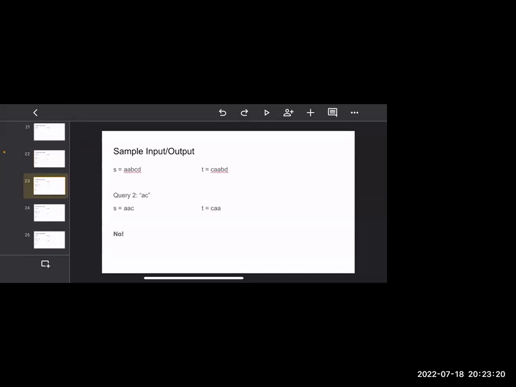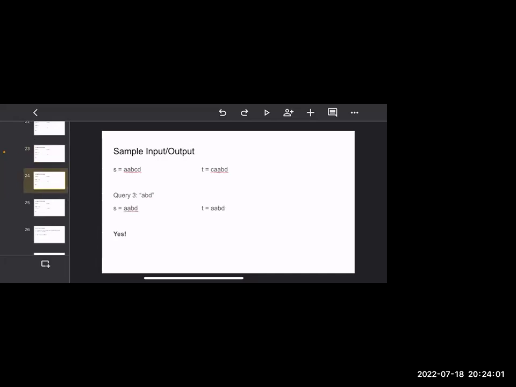Query 2, we have AC. And so S would reduce to AAC because we basically remove B and D because they're not in the query. And then T would reduce to CAA. Now, S and T are not equal, so we would output a no. And to go even deeper, to see if two strings are equal, you just compare each character at their respective index.